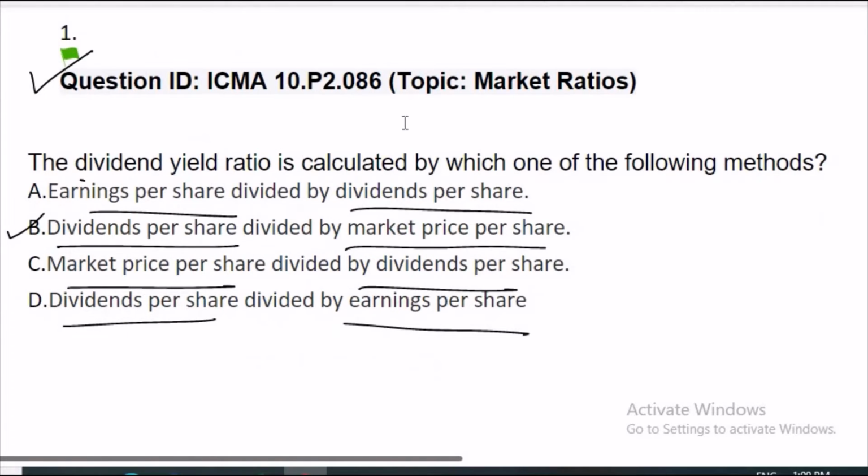The dividend yield ratio is calculated by which one of the following? Earnings per share divided by dividend per share, dividend per share divided by market price per share, market price per share divided by dividend per share, and dividend per share divided by earning per share. So it will be dividends per share divided by market price per share.